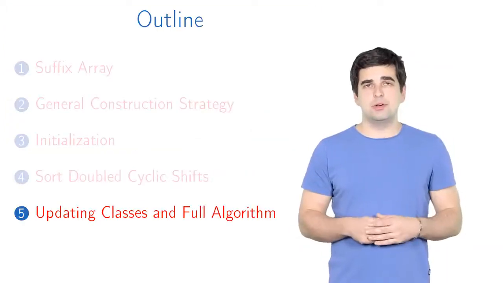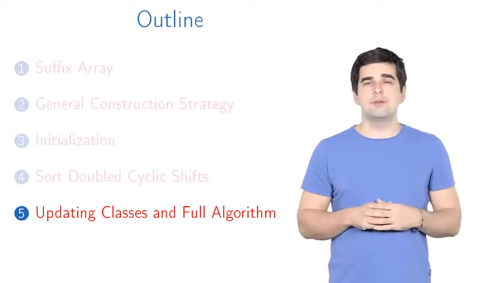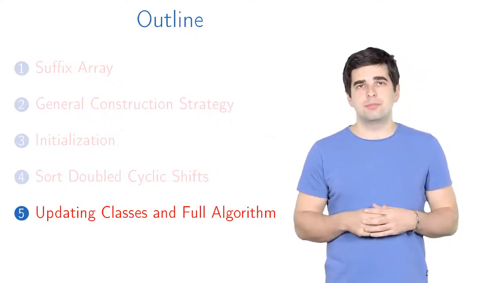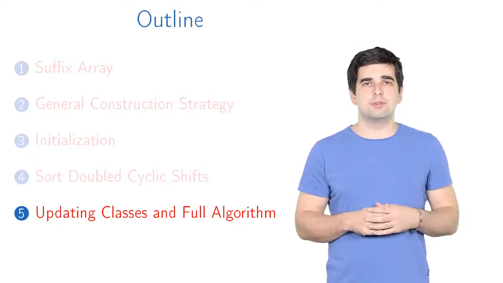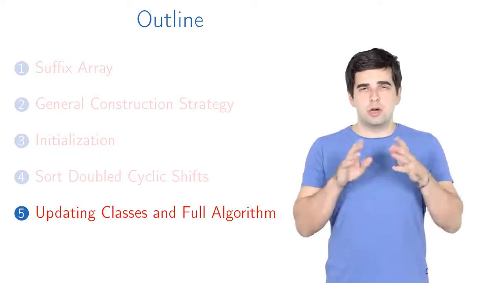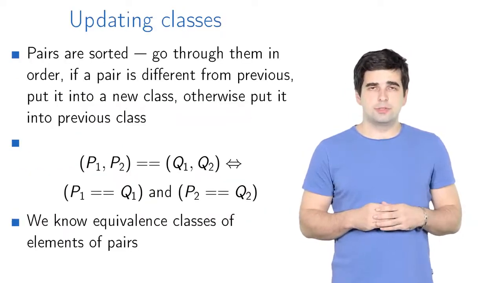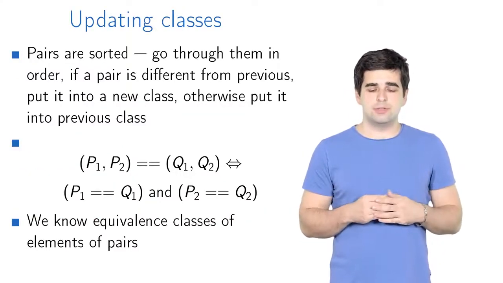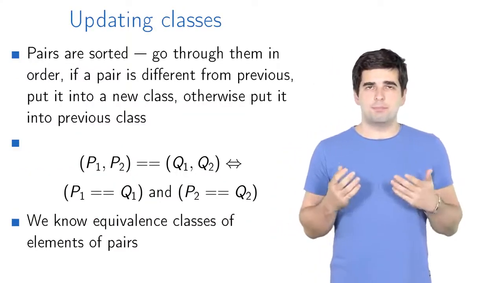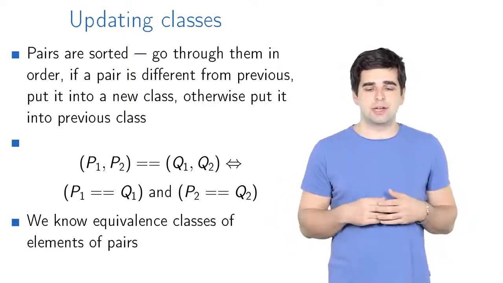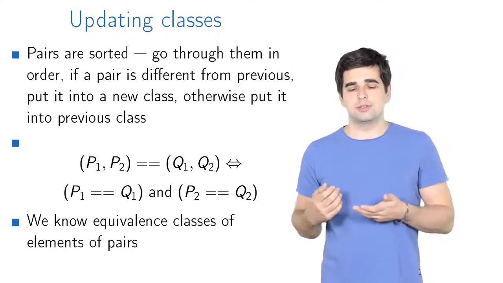Hi, in this video you will learn how to update the equivalence classes of the doubled cyclic shifts after sorting them, and that will be the last step before we can actually present the whole algorithm for building the suffix array. So, to update classes, we need to compare the pairs of single shifts which constitute the doubled cyclic shifts which we have just sorted.